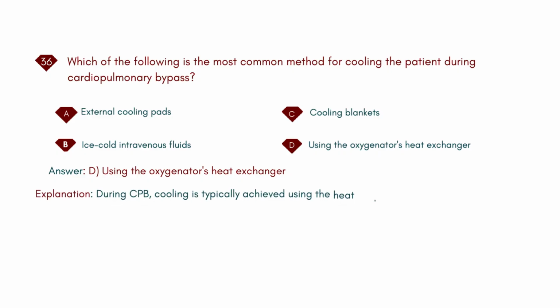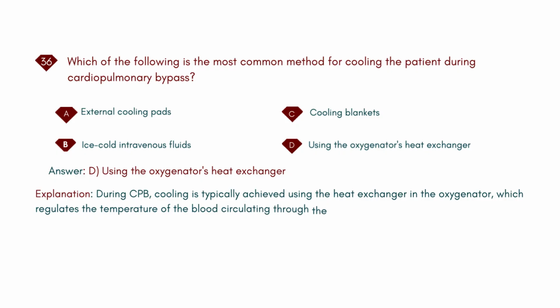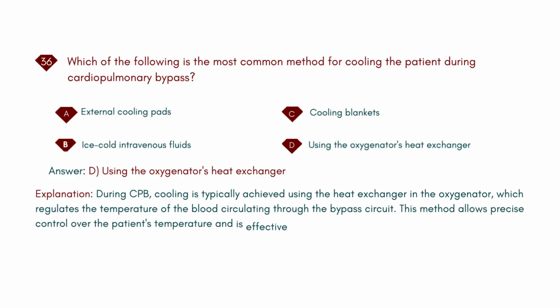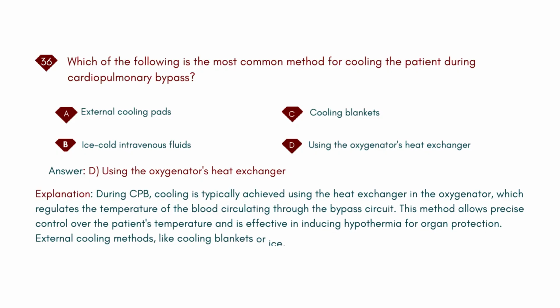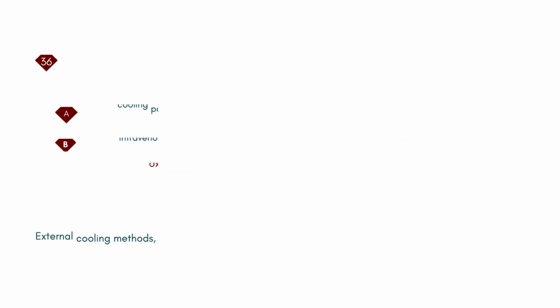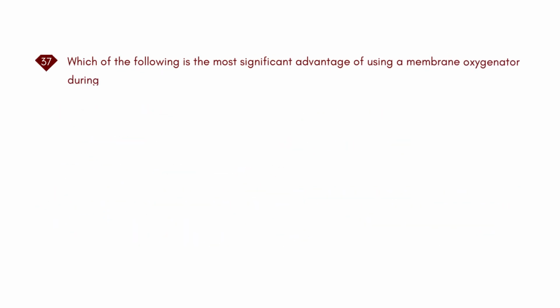Explanation: during CPB, cooling is typically achieved using the heat exchanger in the oxygenator, which regulates the temperature of the blood circulating through the bypass circuit. This method allows precise control over the patient's temperature and is effective in inducing hypothermia for organ protection. External cooling methods, like cooling blankets or ice, are not typically used for cooling during CPB. Which of the following is the most significant advantage of using a membrane oxygenator during cardiopulmonary bypass?